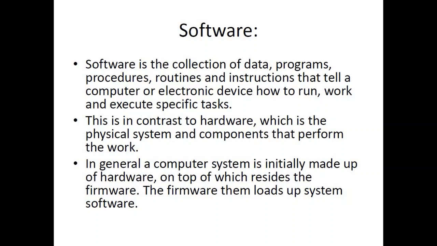A software is the collection of data, programs, procedures, routines and instructions that tell a computer or an electronic device how to run or how to work and execute specific tasks. This is in contrast to hardware, which is the physical system and components that perform the work. In general, a computer system is initially made up of hardware, on top of which resides the firmware. The firmware then loads up system software.